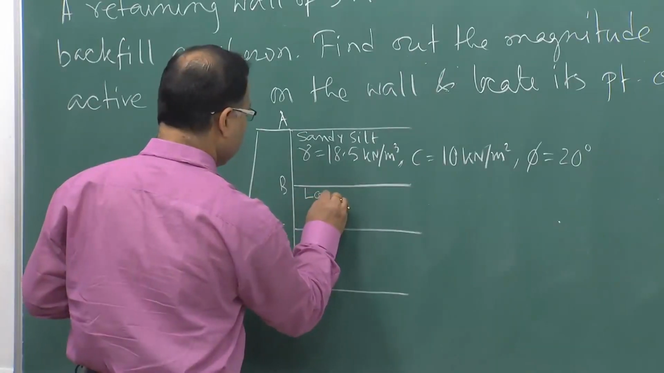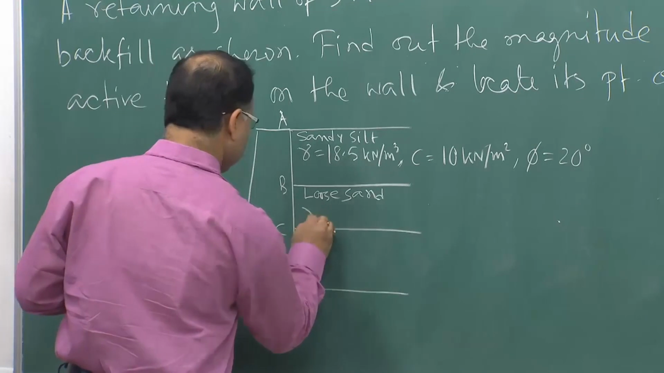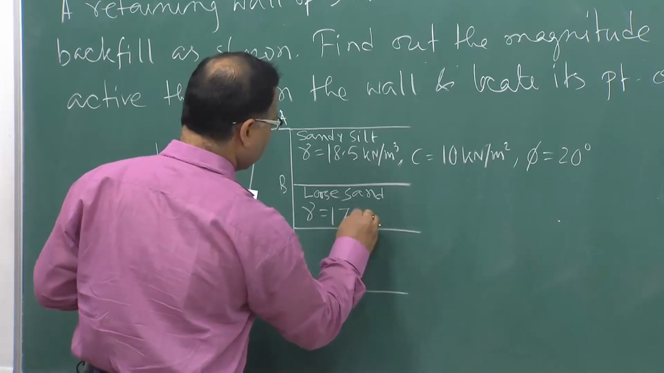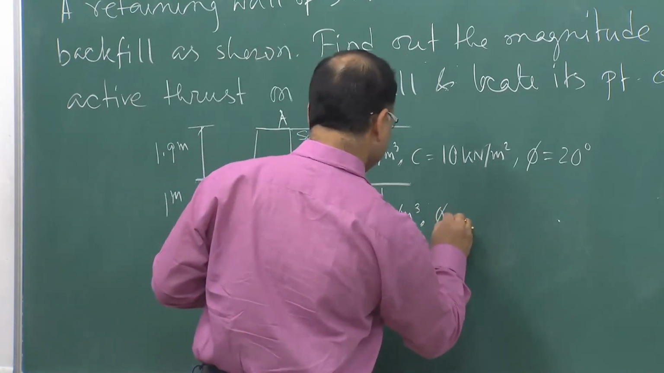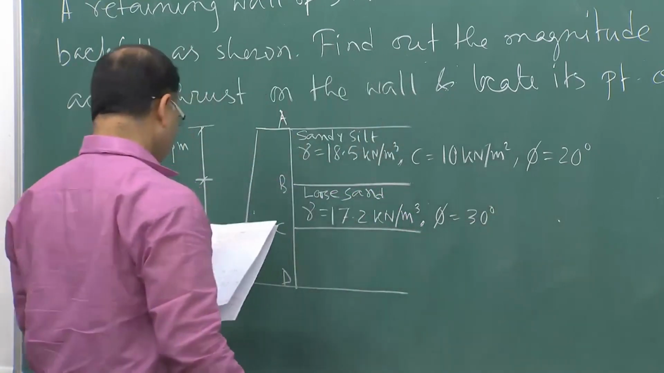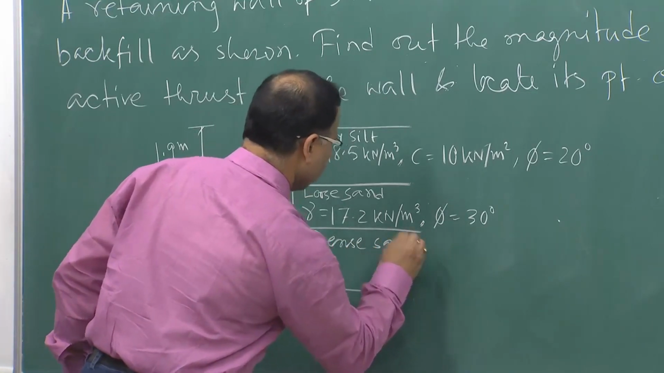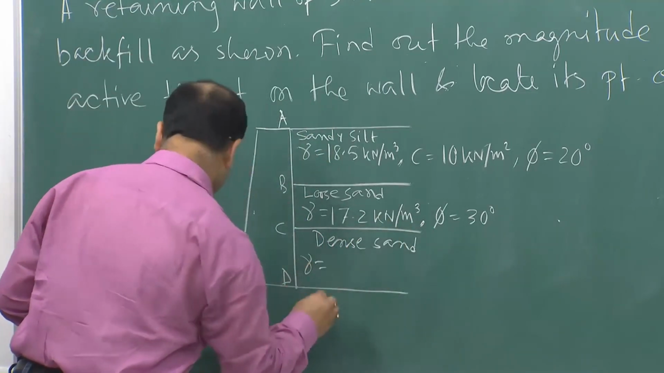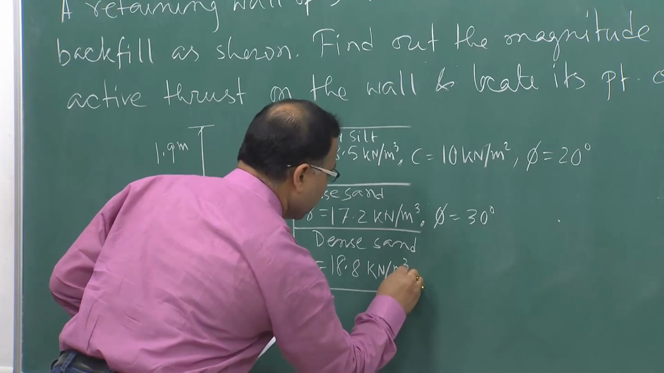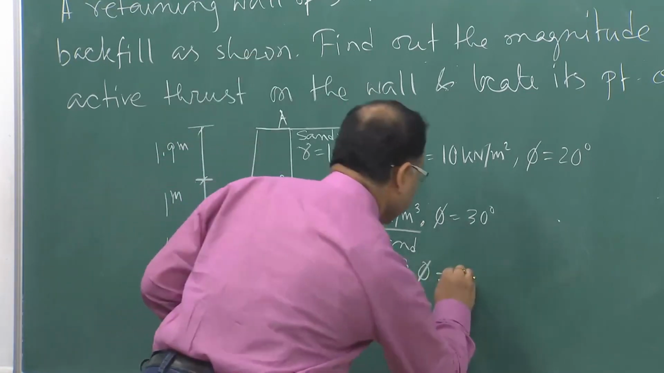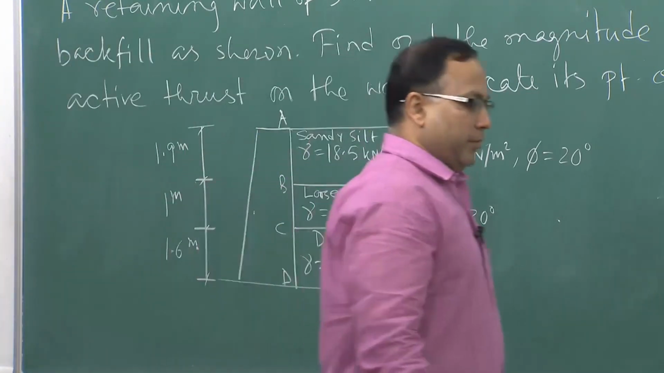And the second stratum is loose sand, which has gamma equal to 17.2 kilonewton per meter cube and phi equal to 30 degree. And third is your dense sand, which has gamma equal to 18.8 kilonewton per meter cube and phi equal to 36 degree. Okay. So, this is the problem.